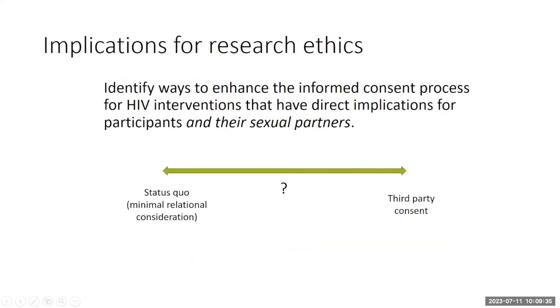So this is kind of how I thought of this research: to try to identify ways to enhance the informed consent process for HIV interventions that have direct implications for participants and their sexual partners. Again, here on the left, we have the status quo where we have minimal relational considerations. There's individual agents in their own bubbles, nobody thinking about anybody else when they make decisions. Swinging to the right-hand side where we have third-party consent, where a partner would have to provide consent, which obviously we don't want. But again, what falls in the middle? Because those are only two extremes.